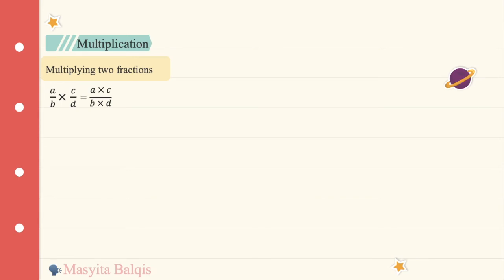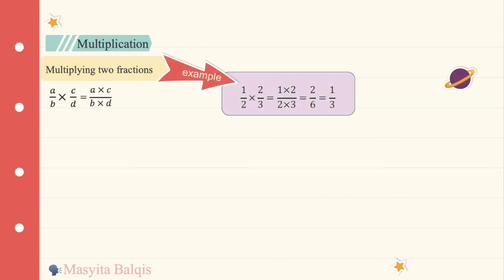Let's learn about multiplication of two fractions. To multiply two fractions, you first multiply the numerators and then multiply the denominators. If the product needs to be written in simplest form, you can divide both the numerator and the denominator by their greatest common factor. For example, 1 over 2 times 2 over 3. The product is 1 times 2 over 2 times 3, equal to 2 over 6, or in simplest form, 1 over 3.